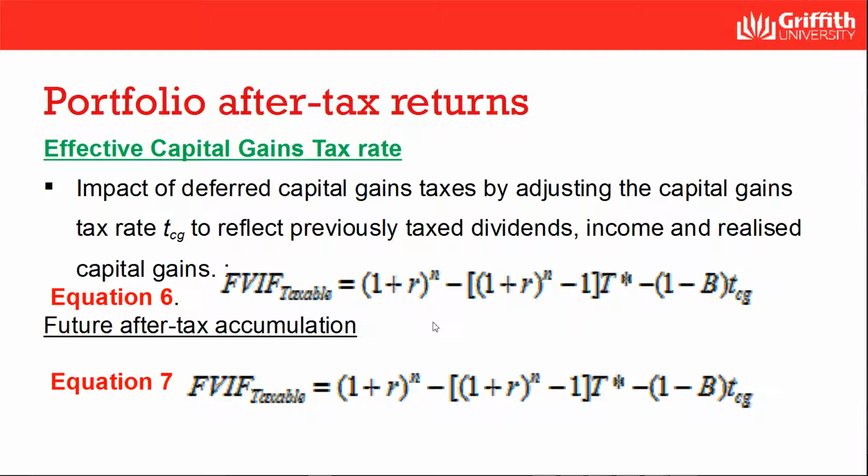The adjustment to the capital gains tax rate takes into account the fact that some of the investment return had previously been taxed as interest income, dividends, or realized capital gains before the end of the investment horizon and will not be taxed again as capital gain. The future after-tax accumulation for each unit of currency in a taxable portfolio can be expressed by the second formula here.